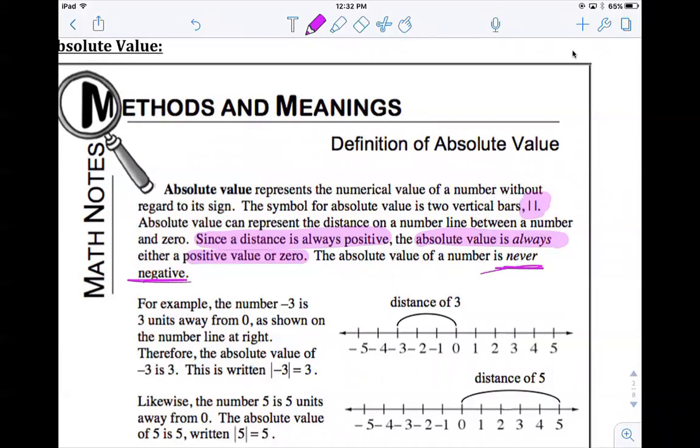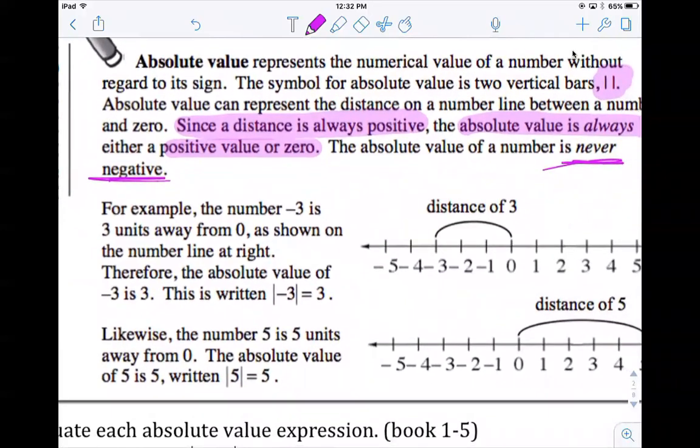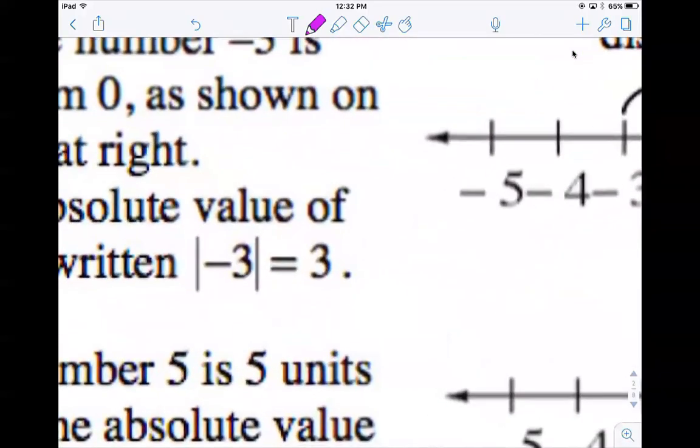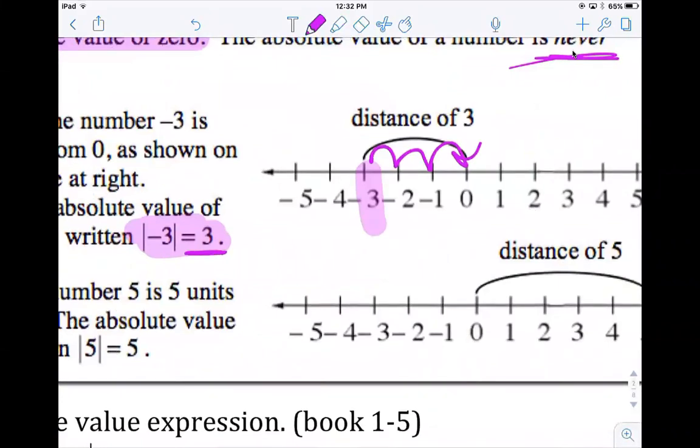So we have a couple of examples here. For the first example, we have the number -3 is 3 units away from 0, as shown on the number line at right. Therefore, the absolute value of -3 is 3. So here we have our absolute value of -3, and that's 3. So again, you're thinking about where -3 is located, and then how many spaces away from 0. So 1, 2, 3. So -3 is 3 spaces away from 0. So that's why that's a 3. Anything in those bars either stays positive or turns positive.